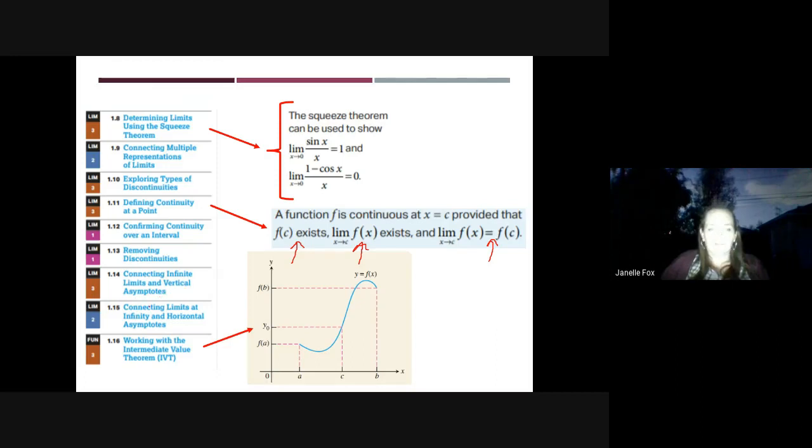We learned about asymptotes, vertical asymptotes and horizontal asymptotes. You can think back to your pre-calc days. And then the last thing that they're putting in this unit is the intermediate value theorem. So I pulled this picture right here from the book.